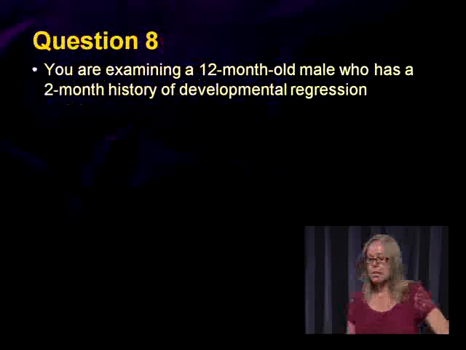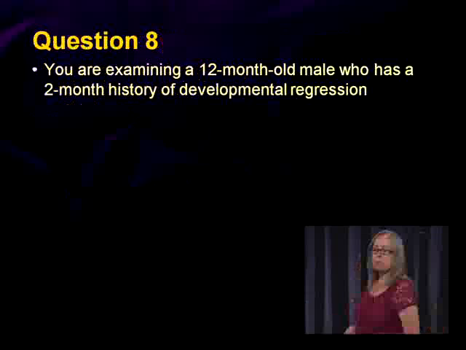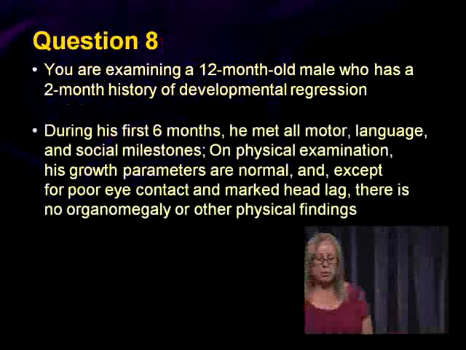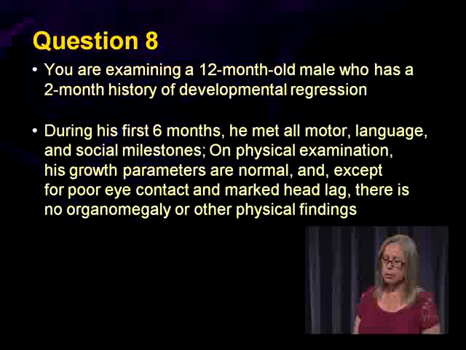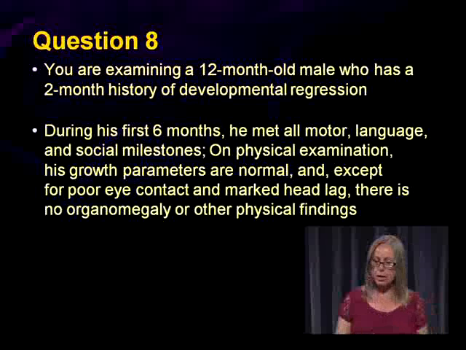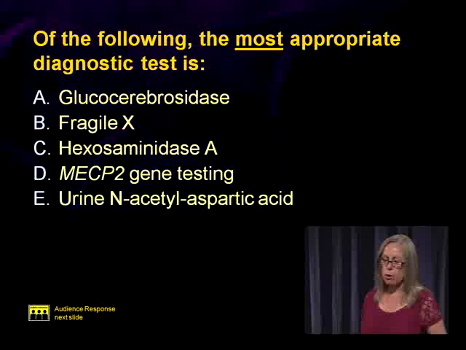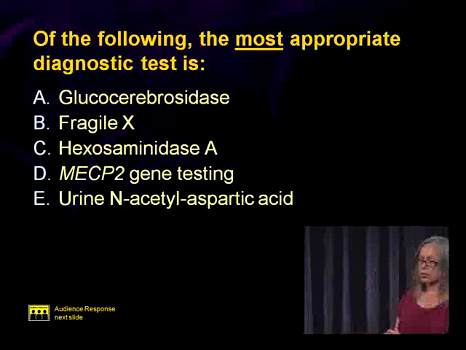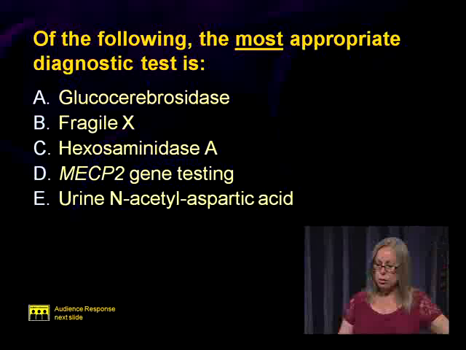Okay, so you're examining a 12-month-old male who has had a 2-month history of developmental regression. During his first 6 months, he met all motor, language, and social milestones. On physical exam, his growth parameters are normal, and except for poor eye contact and marked head lag, there is no organomegaly or other physical findings. The most appropriate diagnostic test is glucocerebrosidase, Fragile X, hexosaminidase A, MECP2 gene testing, or urine N-acetyl-aspartic acid.